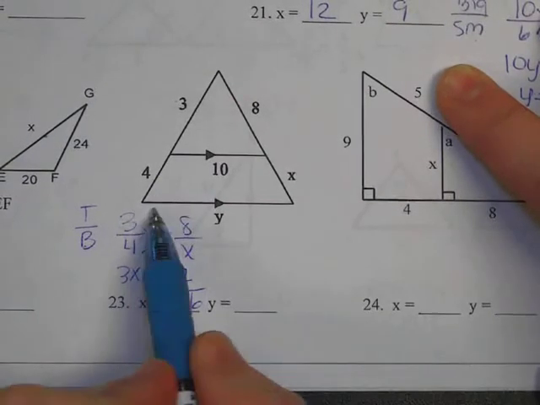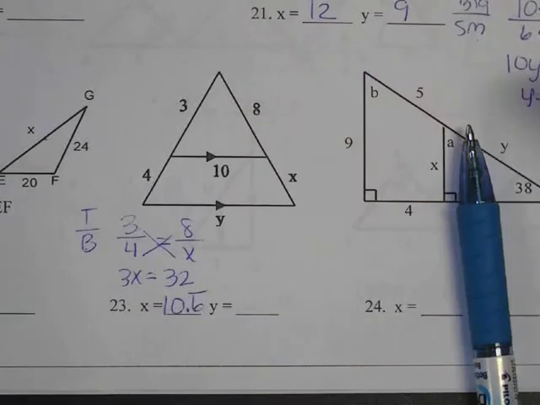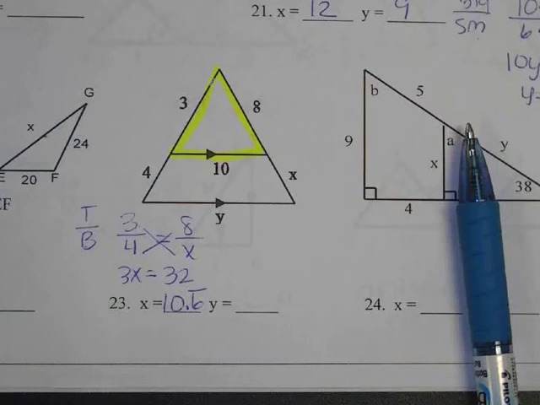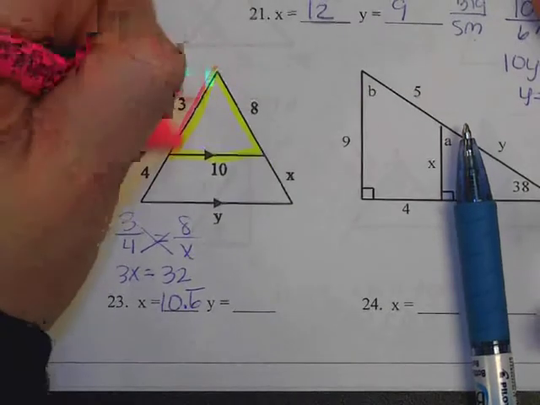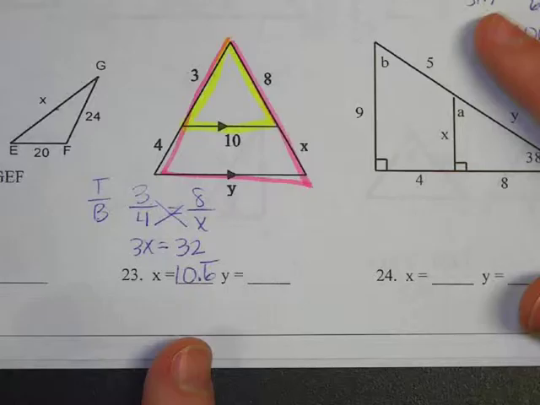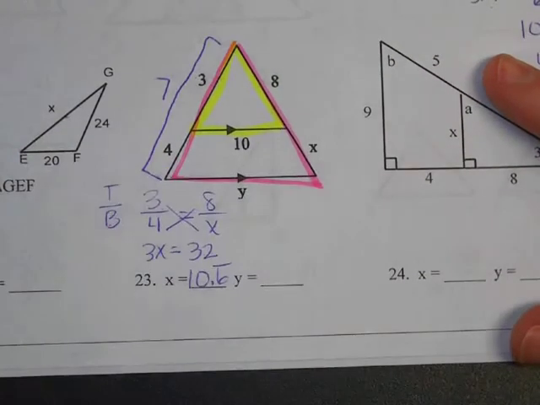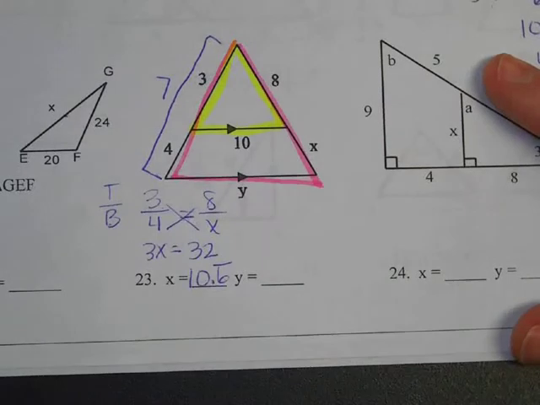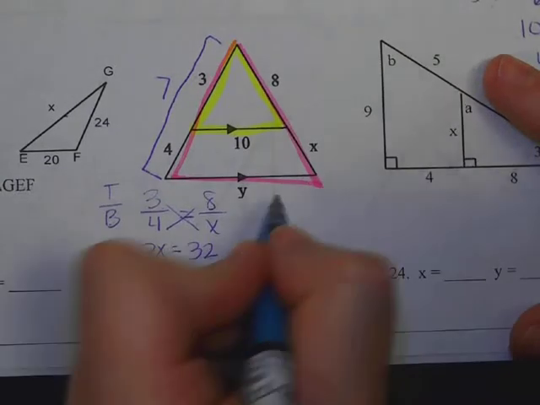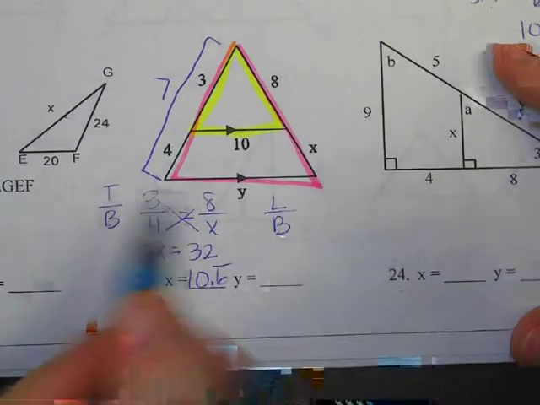Now for y, that is the bottom of the bigger triangle. So again, we're looking at overlapping triangles where the top one has sides 3, 8, and 10. And the big triangle has a bottom of y and then a whole side of 7. So let's compare the left side to the bottom of the triangle in a proportion. And we will start with the little triangle and go to the big. So we're doing small triangle over the big.